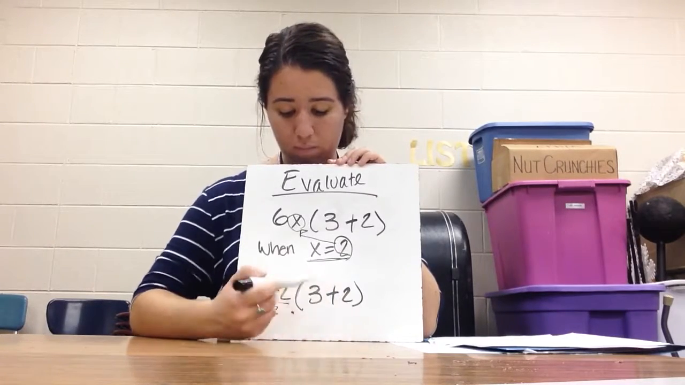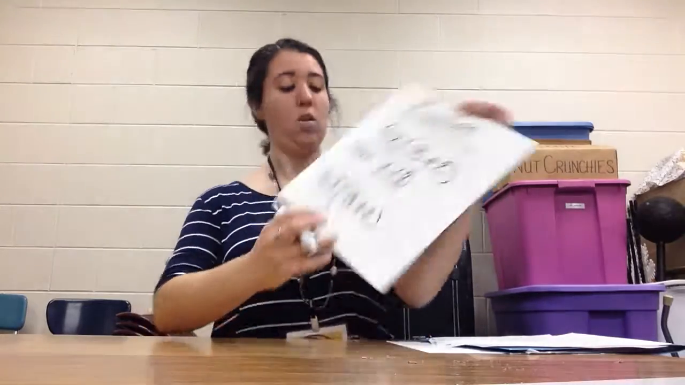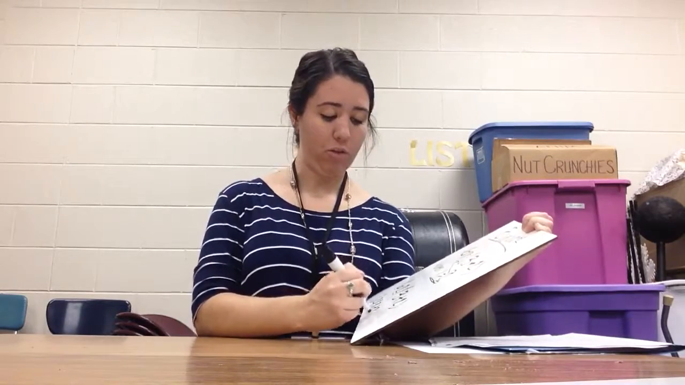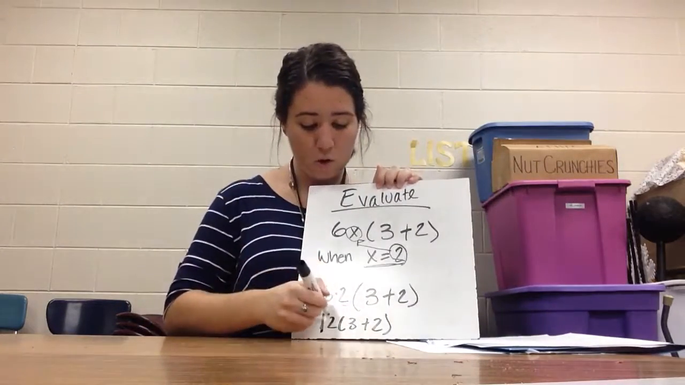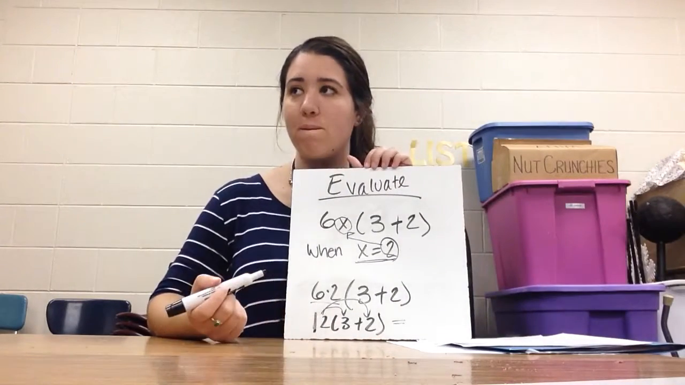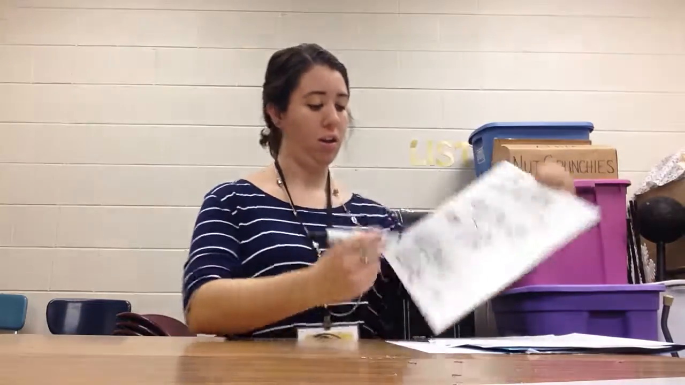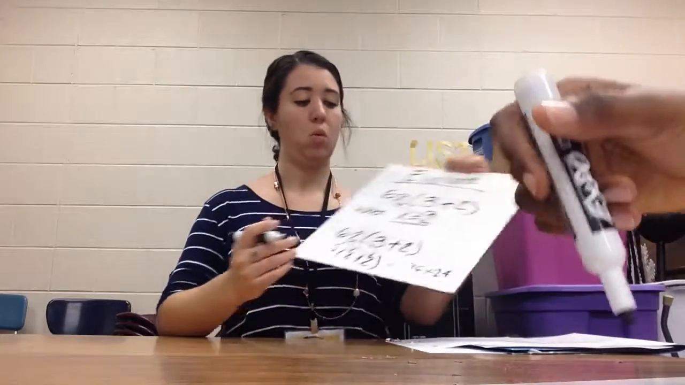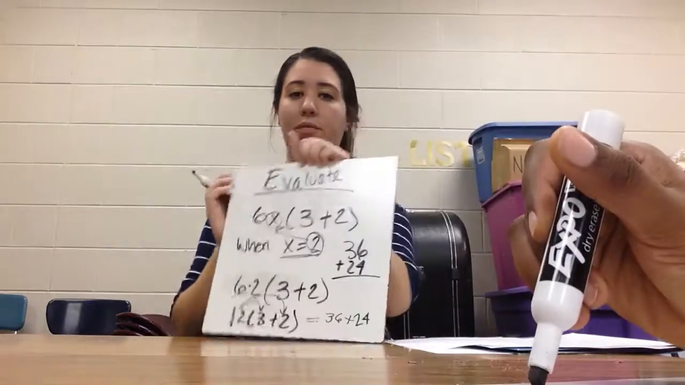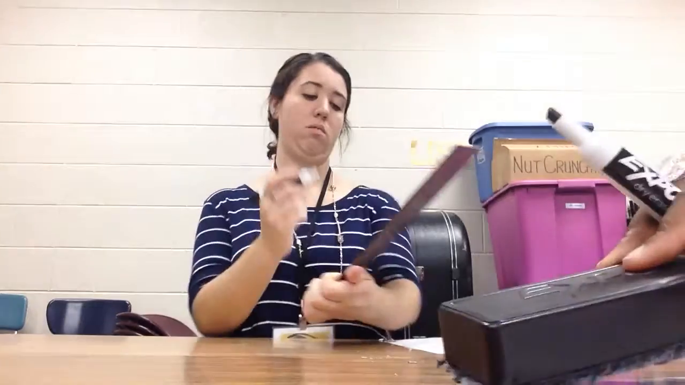Well, okay. So now it's 12 times 3 plus 2. And now we're still going to distribute. So 12 times 3 and 12 times 2. 36. Yeah. And 24. All right. And what would that be? I can write it like that if it's easier to see.